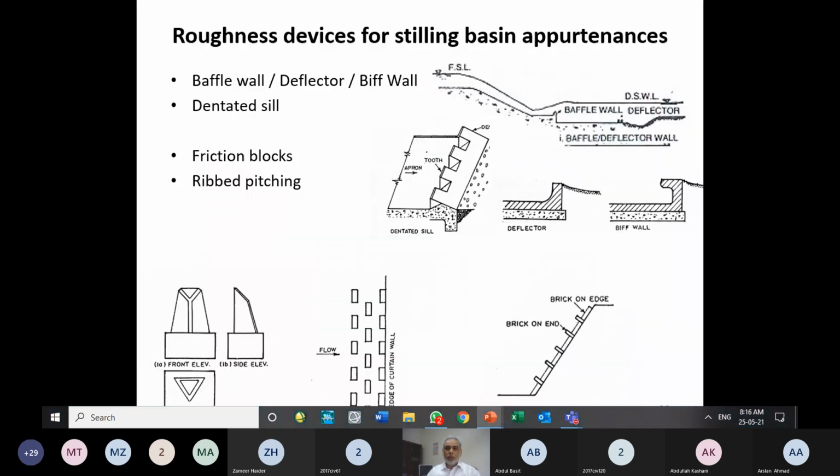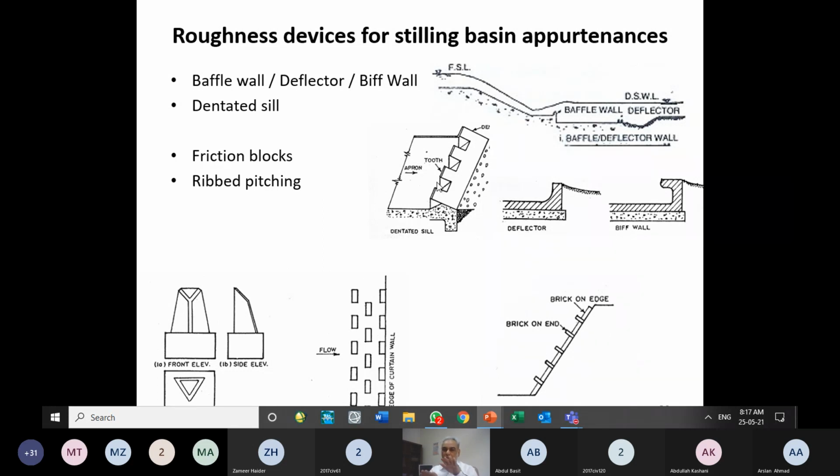So we need to lose the energy, we need to dissipate the energy. For that purpose, one thing is we obstruct the water, and that obstruction causes turbulence, that obstruction causes hindrance, and sometimes it causes rollers within the water, and that causes the dissipation of the energy. So this deflector will cause obstruction, this baffle will cause obstruction, and this dentated wall has a little bit different action.